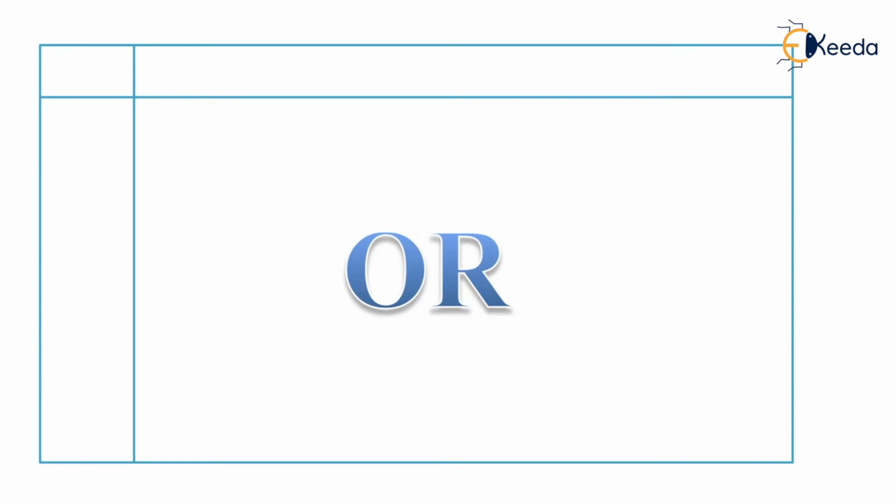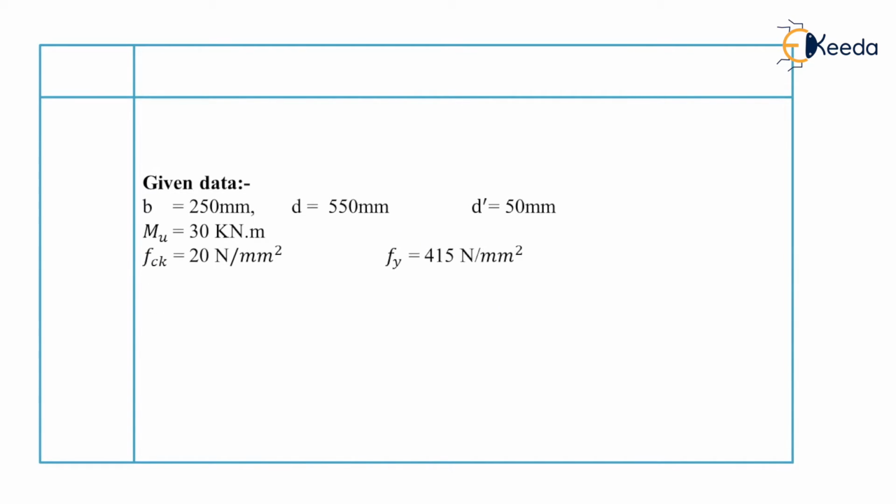Now we will see another method to solve this problem. The given data is same here. Okay, so first step will be to find the XUmax value. XUmax is equal to 0.53 into D. So after putting the value, we can get the value of XUmax.